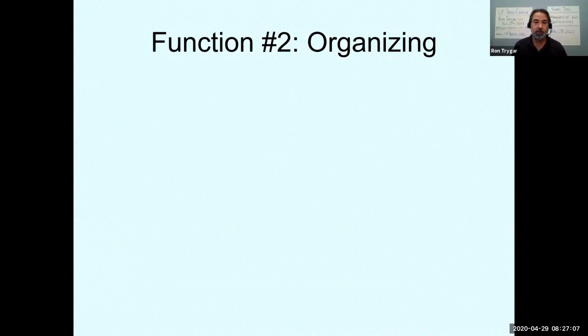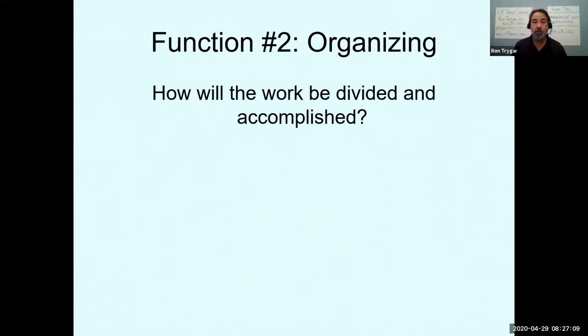Function number 2, organizing. How will the work be divided and accomplished? So now we know what the plan is. We know we've set some policies. We have some procedures. How will the work be divided and accomplished? How are we going to get our resources put into place? Now, the resources, again, could be the employees. We're going to organize ourselves and follow that chain of command structure.